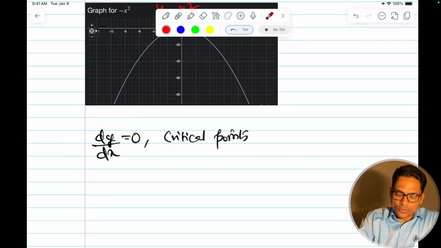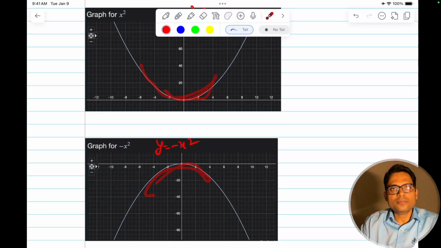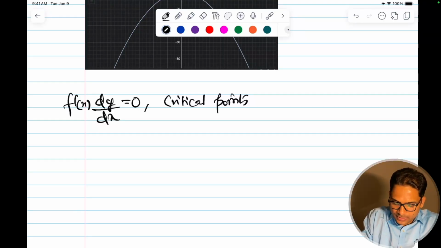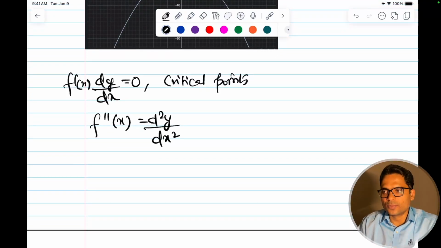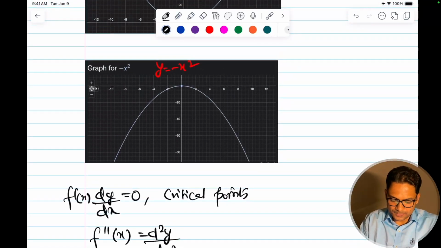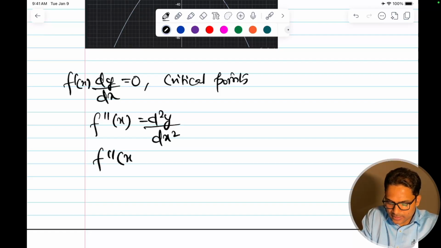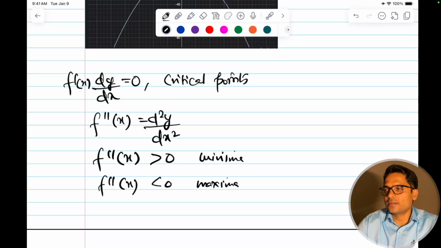Now, how do we understand whether it's a point of minima or maxima? For that we have to take the second derivative. This is f dash x, the first derivative. If I take double dash, this is your second derivative, or d square y by dx square, and that's the test we do. So if f double dash x is greater than 0, then this is a point of minima, and if f double dash x is less than 0, this is a point of maxima. Let's understand it.